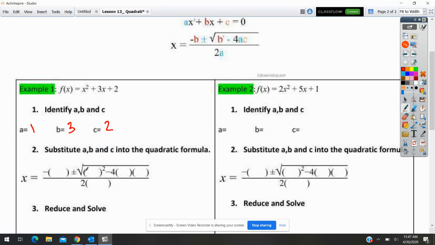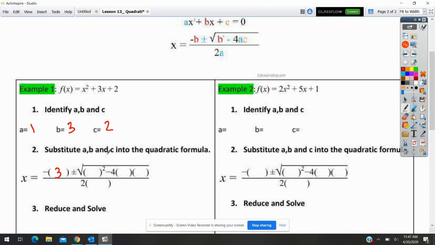So next you're going to substitute a, b, and c into the quadratic formula. You don't have to memorize this formula. You just need to know how to identify the a, b, and c values and substitute the values into the correct place in the formula. So first it's -b. So the b value we're going to put first here is 3.